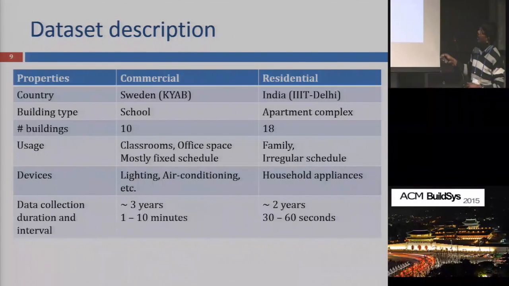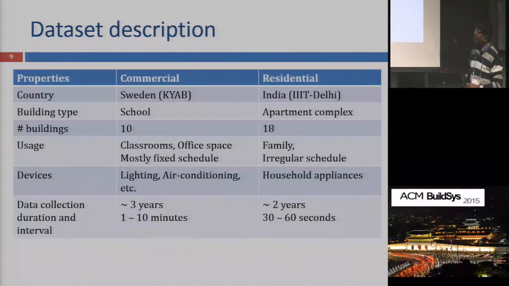In this school we have about 10 sub-blocks, and they are mostly used for classrooms, office space, and mostly some fixed schedule. But in the residential case, it's families and a somewhat irregular schedule. In the commercial building, we had lighting, air conditioning, and a lot of office equipment. In the residential setting, we have mostly household appliances.